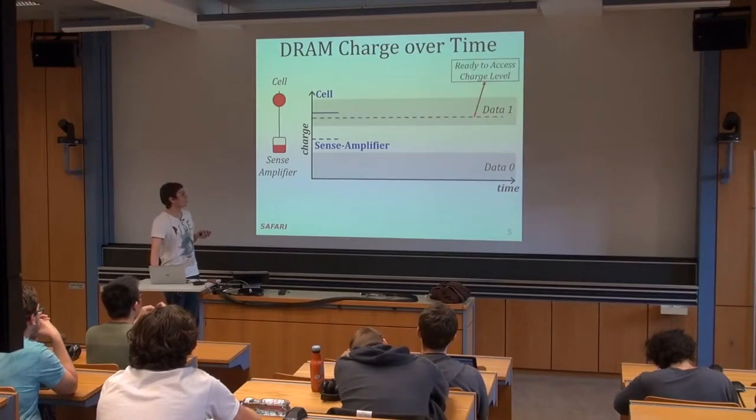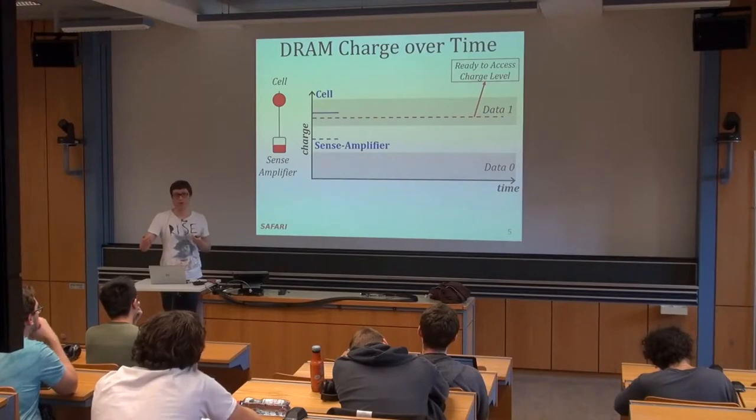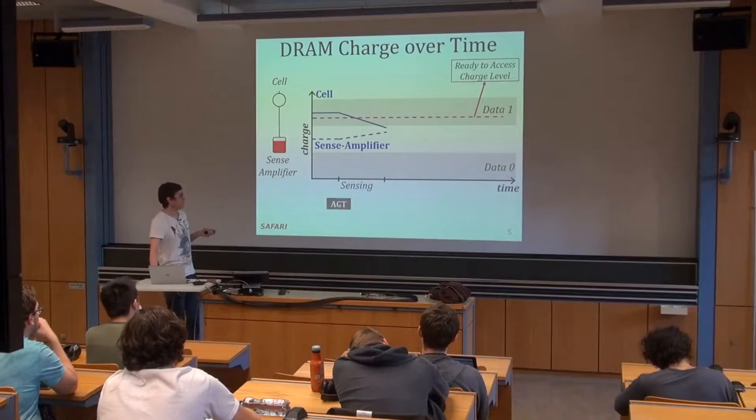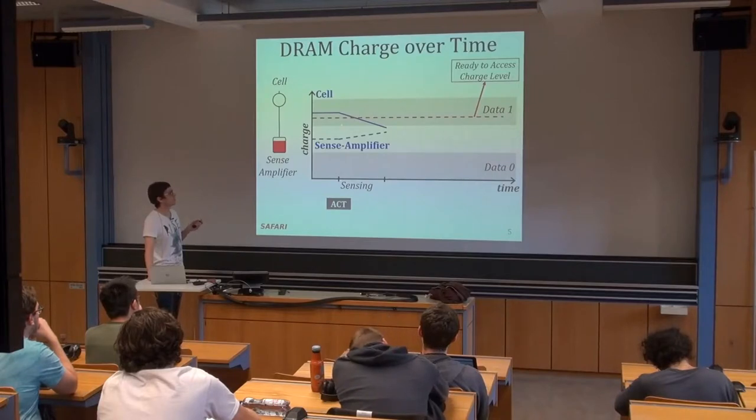Once we activate this row, the goal is to get the charge in the sense amplifier ready to access charge level, so we can do actual read or write operations. So when we issue the activate command over here, the first thing happening is charge sharing, right? The cell shares its charge with the sense amplifier and raises slightly the charge level over here.